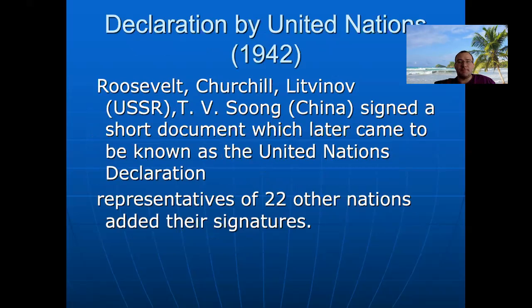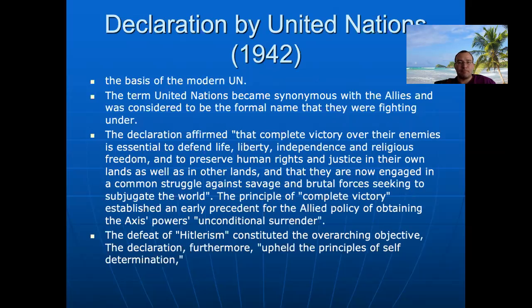The first one is the declaration. It was signed by Roosevelt, Churchill, Prime Minister of the UK, Litvinov, Foreign Minister of the Soviet Union, and Sun, representative of China. So this was the goal: to fight Hitler. As I say again, the main goal of the United Nations, as mentioned in 1942, was to fight the Axis powers, to fight Hitler.